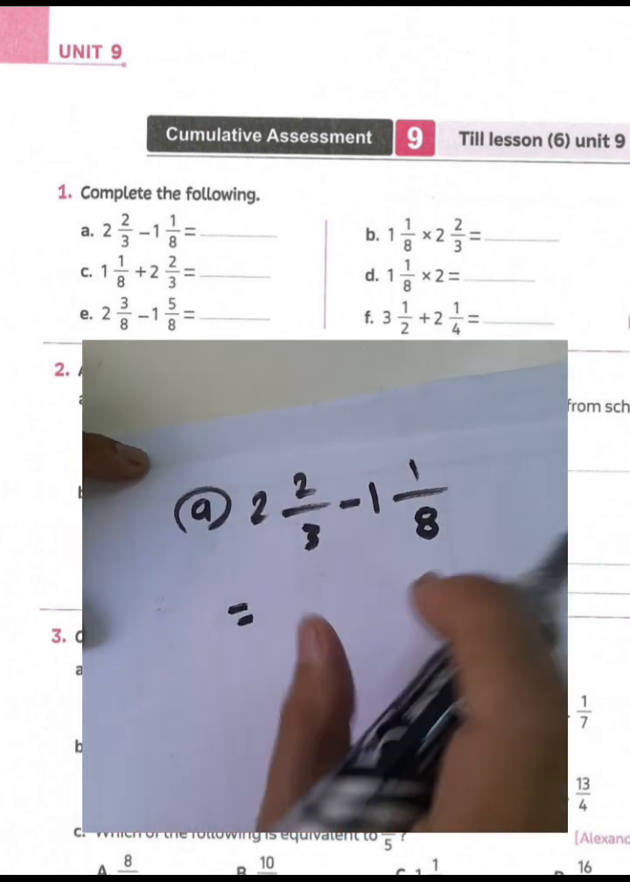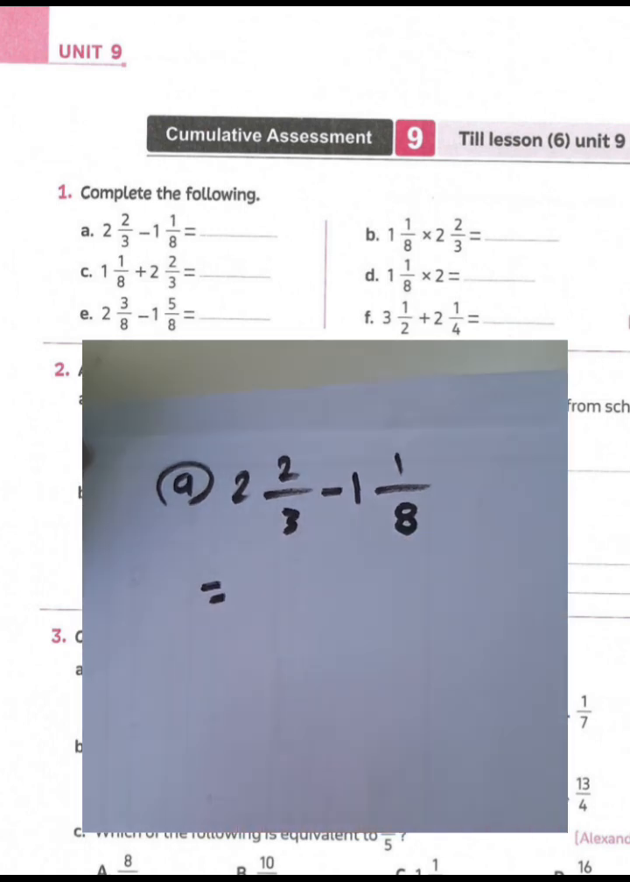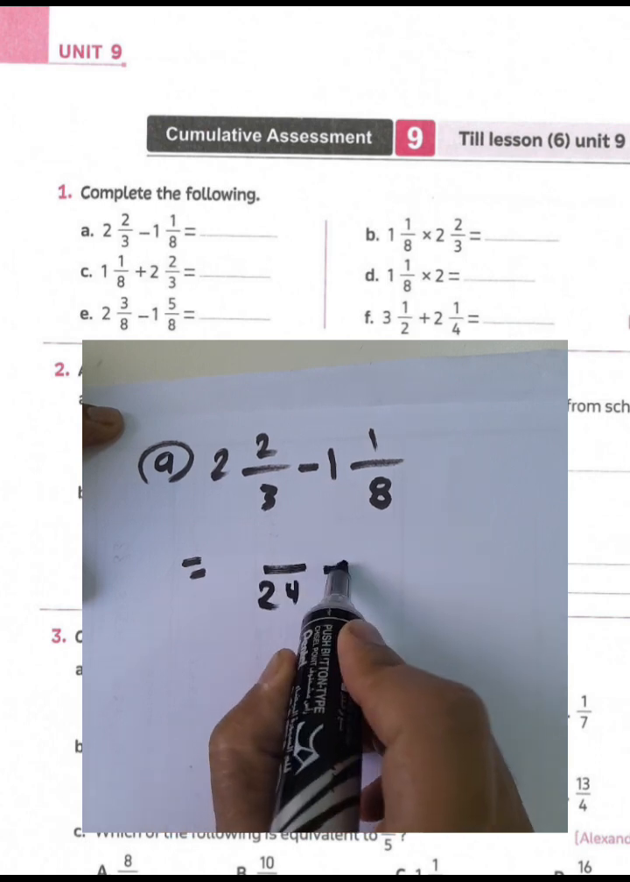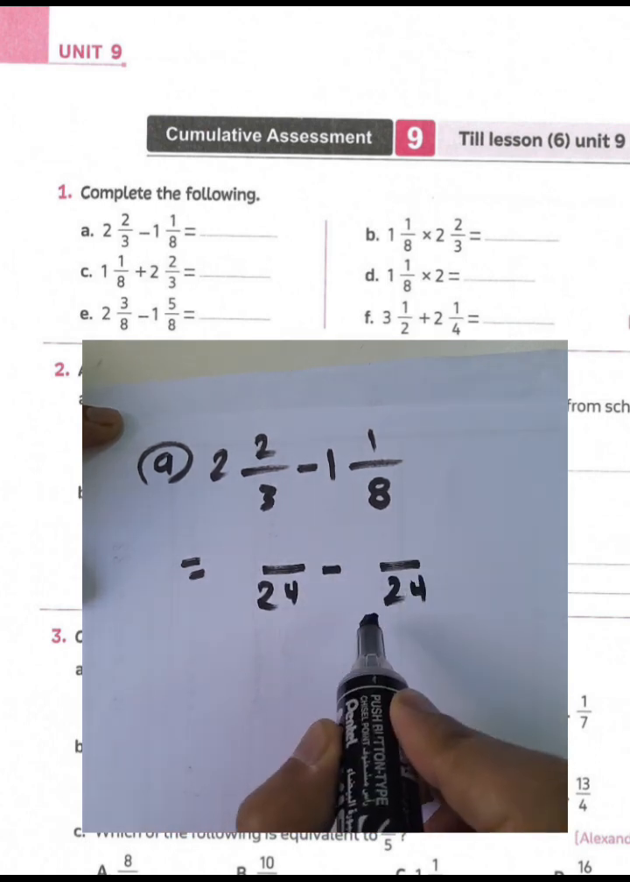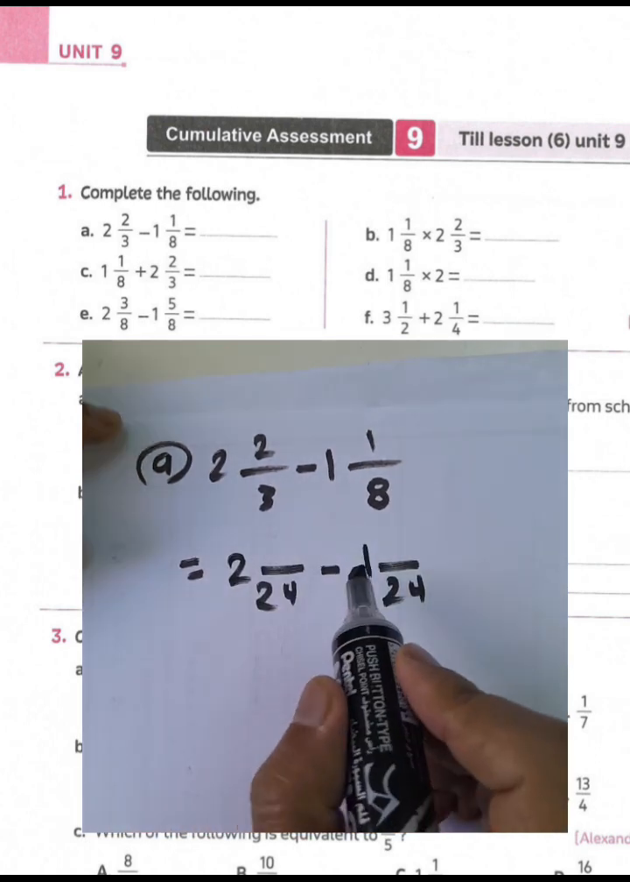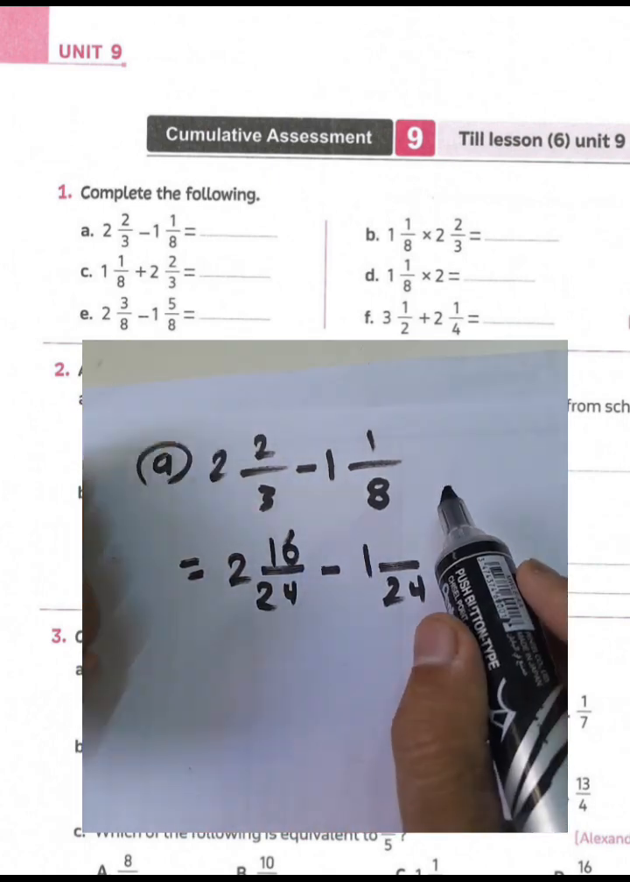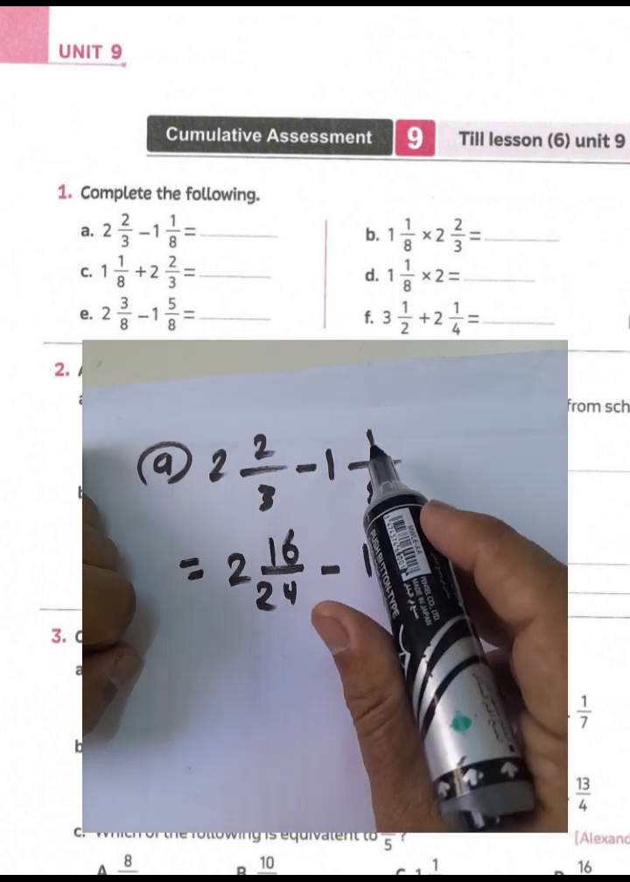We can find the least common multiple of the two denominators, 3 and 8. It will be 24. Write 24 here and 24. 3 times 8 equals 24. 2 times 8 equals 16. 3 times 8 equals 24. 1 times 3 equals 3.